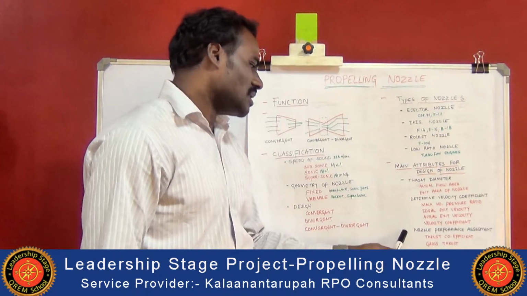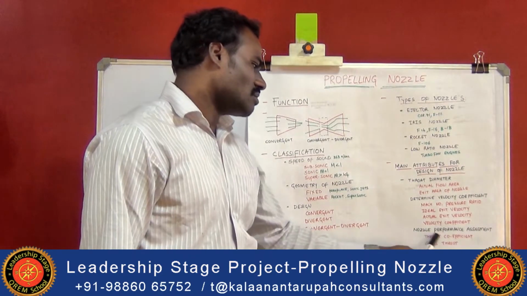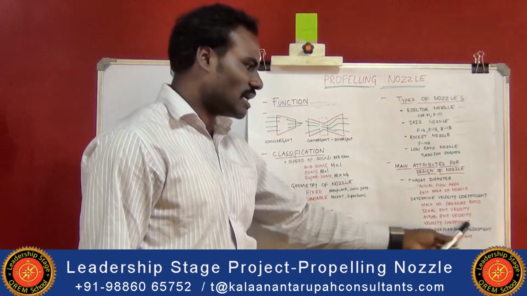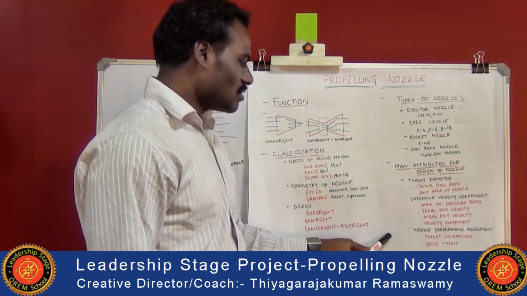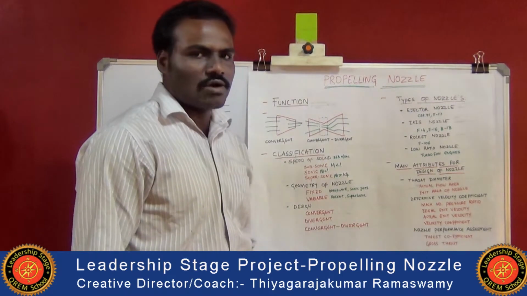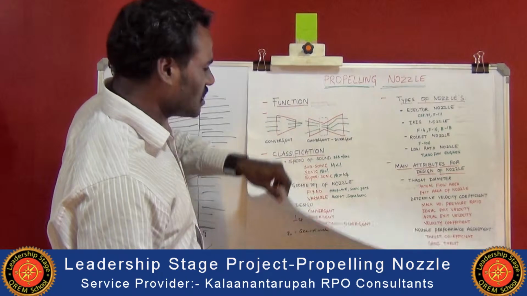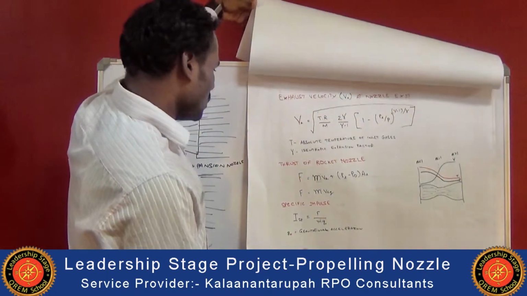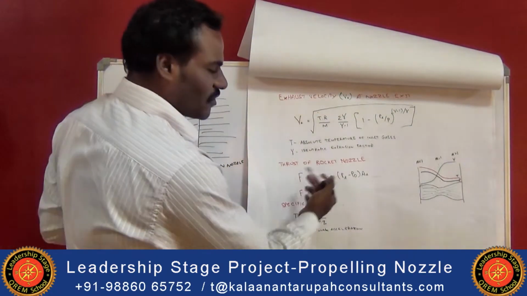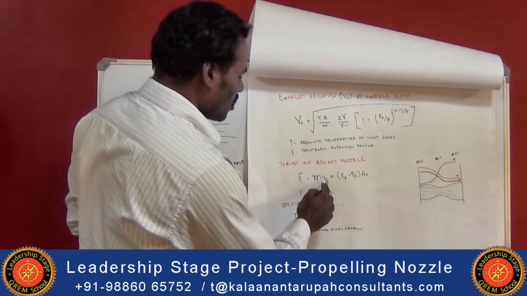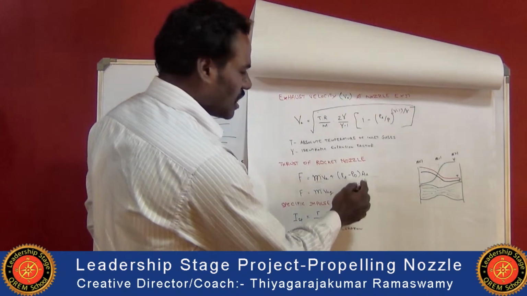The next attribute which we are going to deal with is nozzle performance and assessment. Here we are going to calculate the thrust coefficient. How are we going to find the thrust coefficient? Here we are going to deal with another formula, that is F is equal to m dot Ve plus Pe minus P naught into A.